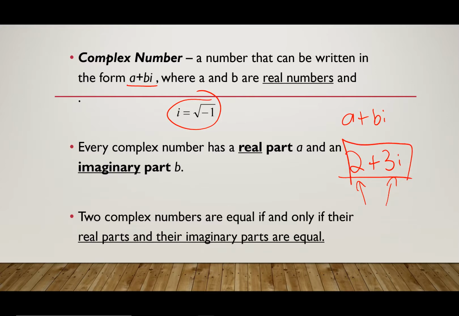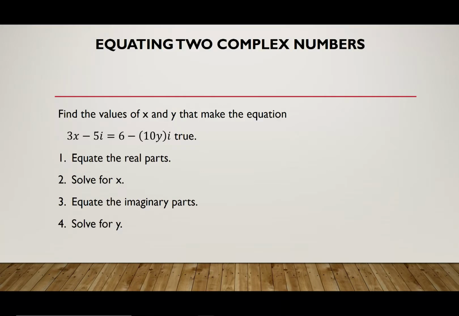So 2 plus 3i, that's a complex number. 4 plus 5i, that's a complex number. -1 minus 7i, still a complex number, okay? It's complicated. Anyway, moving forward.